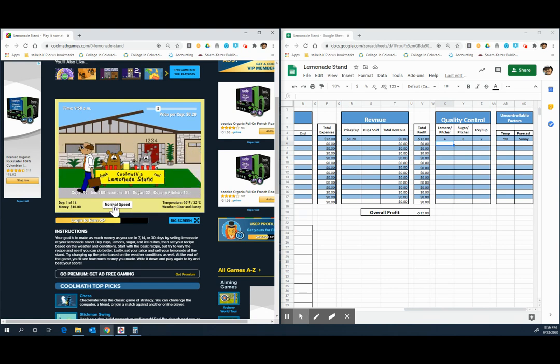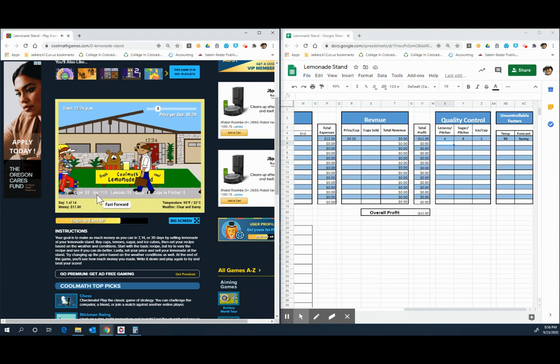I'm going to hit fast forward. This tells us our time of day. At noon, I have 55 cups left. Ice at 110, lemons are 55, and sugar, I only have 8 left. I'm going to run out.